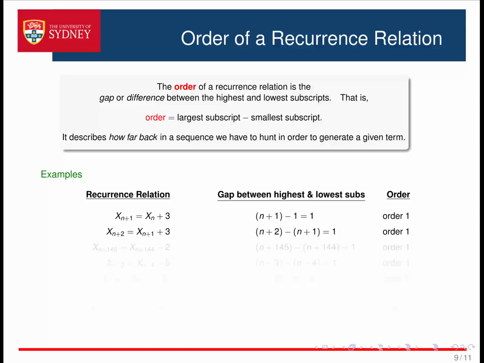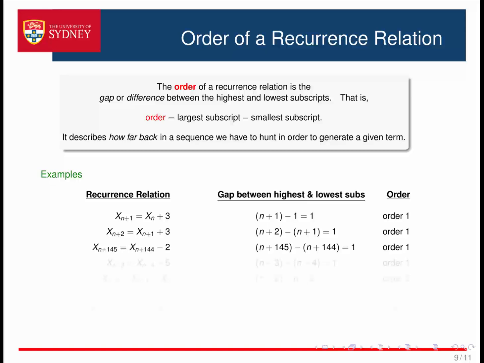Even though the subscripts in the second example look different to the subscripts in the first example, the order is exactly the same. Just as importantly, it doesn't matter how big the subscripts are. All that matters in calculating the order is the difference between the largest and smallest subscripts. Remember that both of these recurrence relations are simply saying, to get to the next term, we add 3 to the previous term, and as such, will generate the same family of sequences. Thus, it should come as no surprise that both are the same order 1.